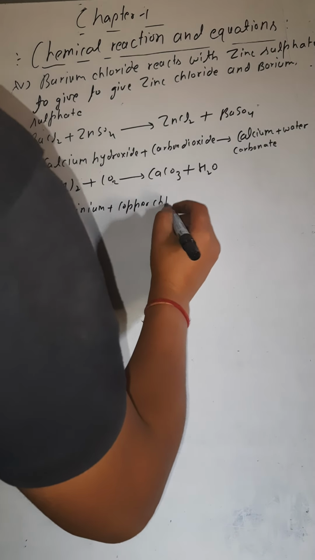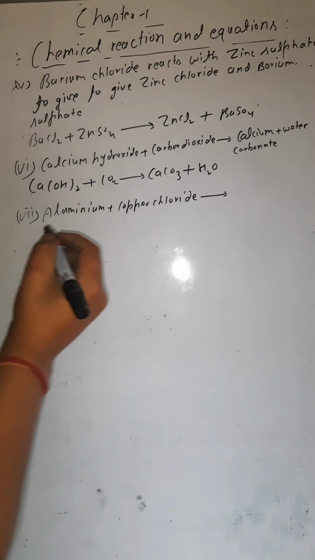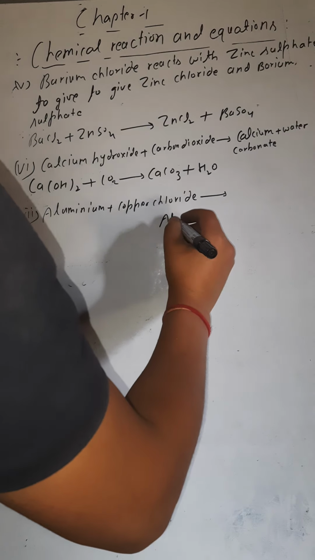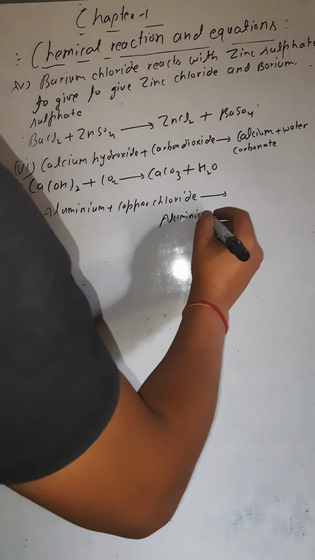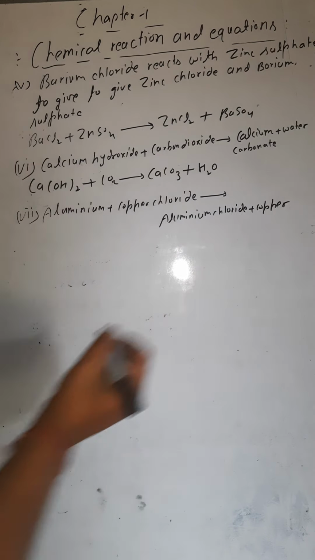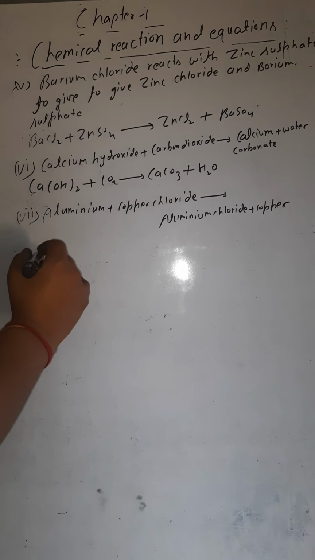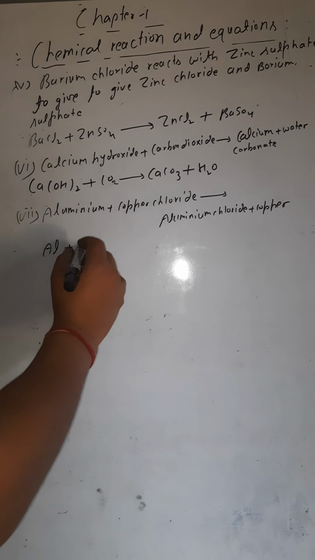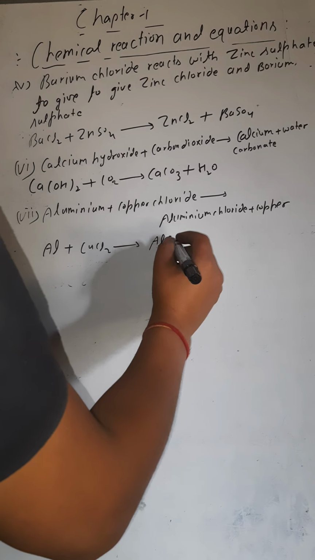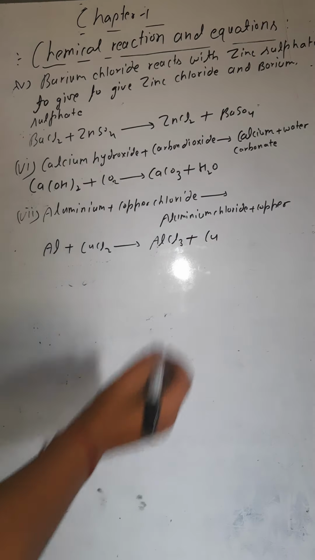Aluminium plus copper chloride gives aluminium chloride plus copper. Okay, this is the reaction. So here aluminium, that is there, plus copper chloride, that is CuCl2, and it gives aluminium chloride, that is AlCl3, plus copper, that is Cu.